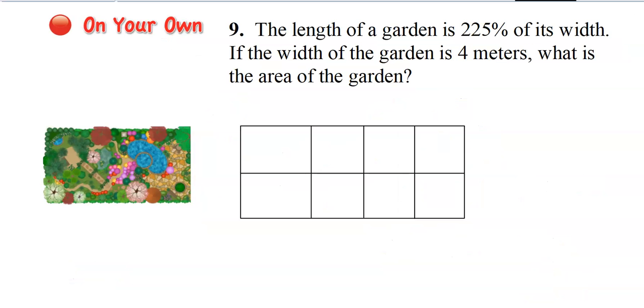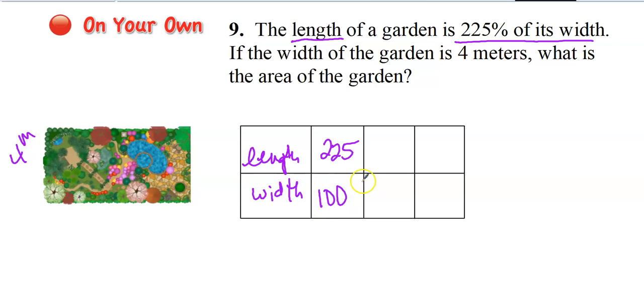So here is an OYO. I want you to try this, but I'm going to show you that the setup is sometimes the hardest part. This time it says the length of a garden is 225% of its width, so we're comparing the length to the width. That is the correct order. And it gives me the width right here is 4 meters. So this is 225 over 100. The width is 4. Okay, try this one. See if you can find the area of the garden. Go ahead and pause the video and try this.